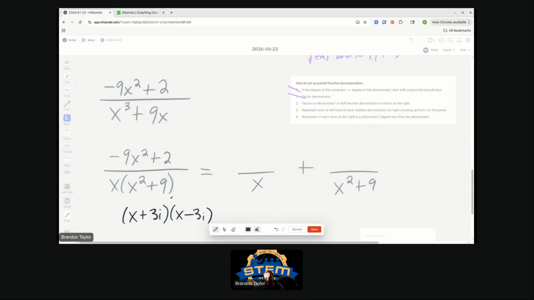That's what it really is. If you FOIL these out, this is a difference of squares. You'll get x squared minus 9i squared. What's i squared? -1. So minus 9 times -1, positive 9.